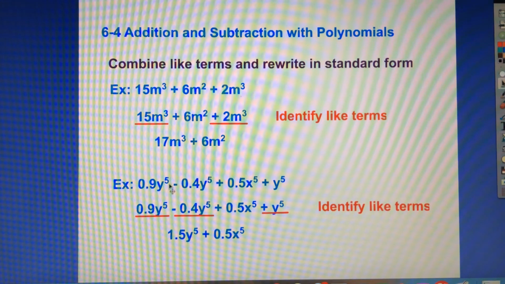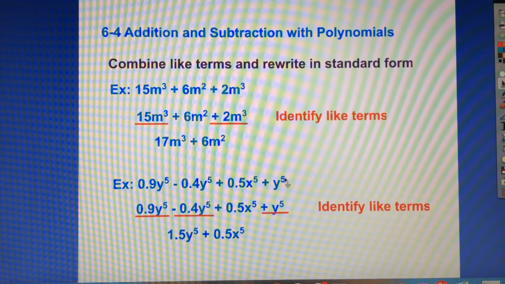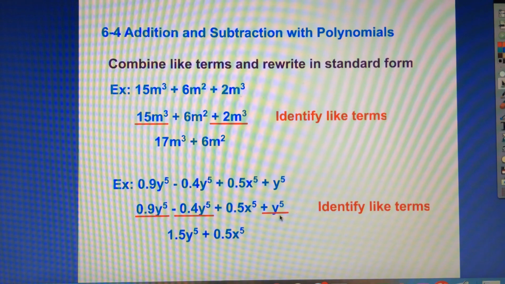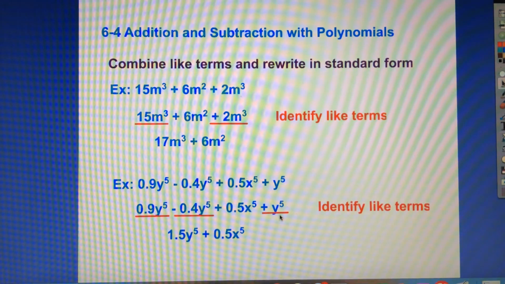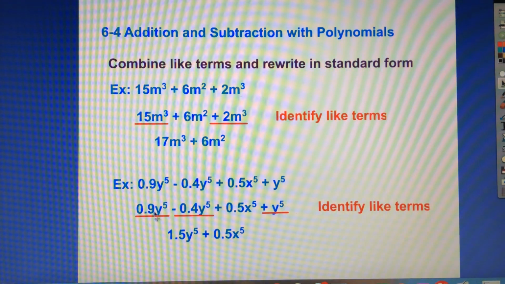0.9y to the fifth. Here's another one, y to the fifth. x to the fifth. y to the fifth. The minute I see the y to the fifth, I've seen it 3 times. I like to underline each one that I feel is a like term so that I can then go back and combine them.